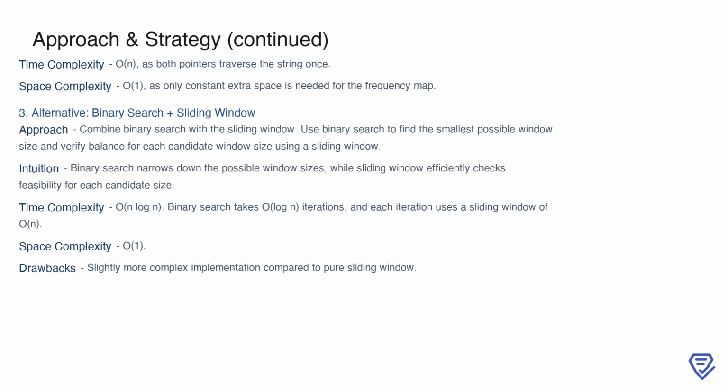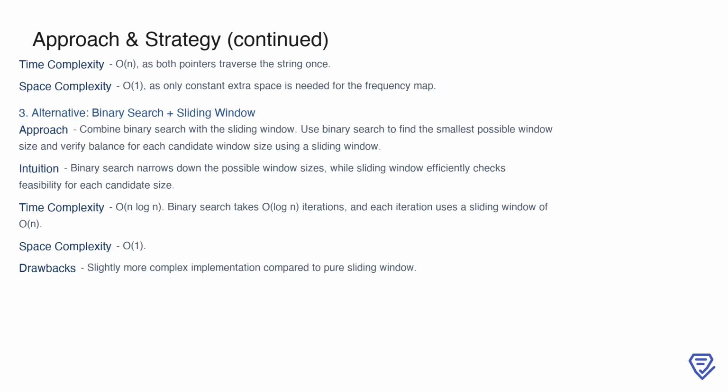Here, binary search is used to find the smallest possible window size, and the sliding window verifies the feasibility of each candidate window size. The intuition behind this hybrid method is that binary search narrows down the potential window sizes, while the sliding window efficiently checks if replacing a substring of that size balances the string.